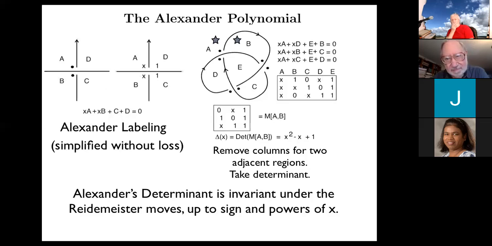So that's Alexander's method for producing his polynomial. And of course, in the paper, he then proceeds to prove that it does not depend on the choice of adjacent regions that you eliminated columns for, and that it's invariant under the Reidemeister moves. So there you have it. And if you care to calculate an Alexander polynomial, this is not a bad way to go. Write that matrix into your computer and take its determinant, and you can do it for knots of quite some size, or you could write a program that will accept it on the basis of some coding for the diagram.